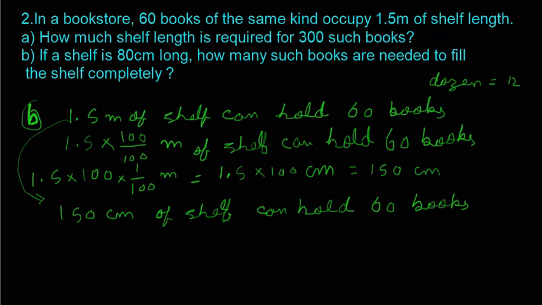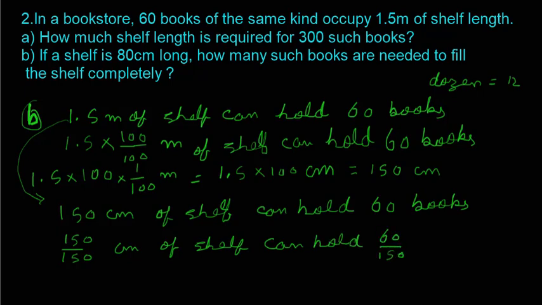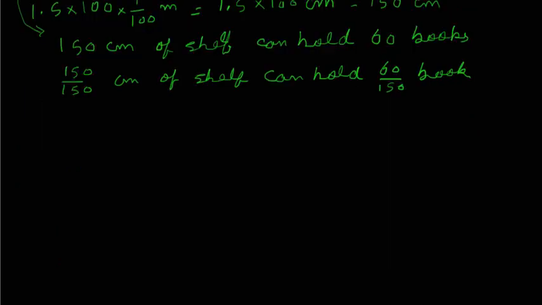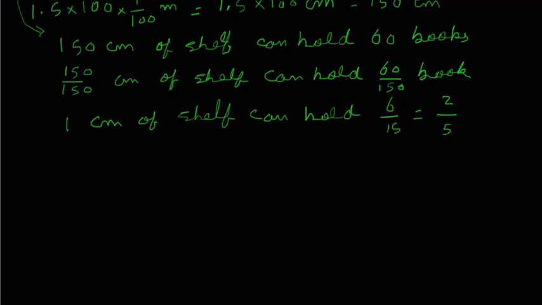Then 1 centimeter, so dividing 150 on both sides, and I'm not going to forget to write L this time: shelf can hold 60 by 150, dividing this 150 here as well as here. So I will come up with 1, cancelling these 150 with each other, 1 centimeter of shelf can hold 60 by 150. So cancelling these zeros will leave me 6 by 15, and again cancelling using 3, so 2 3s are 6 and 3 5s are 15. So cancelling this 6 and 15 using 3, I have 2 by 5 books.